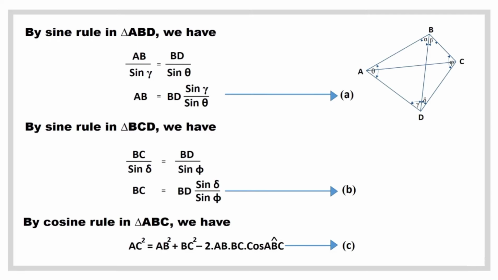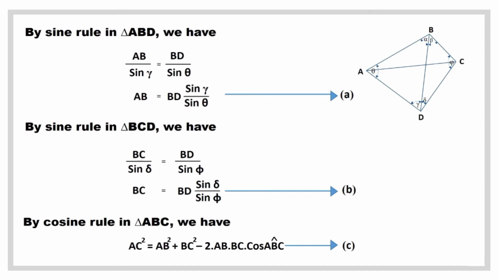Similarly, apply sine rule in BCD triangle. We have BC divided by sine delta equals BD divided by sine phi. Then we have BC equals BD times sine delta divided by sine phi. It is also noted as equation B. Now, considering the ABC triangle, the length of AC is given and AB and BC are known in terms of BD. And the angle ABC equals alpha plus beta.